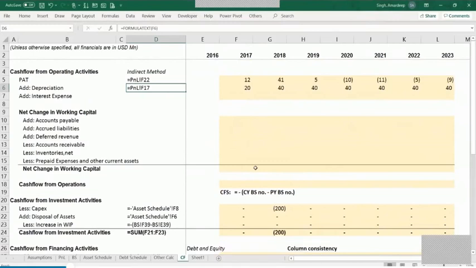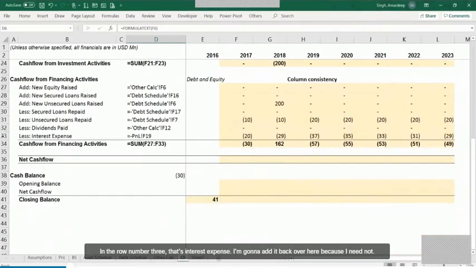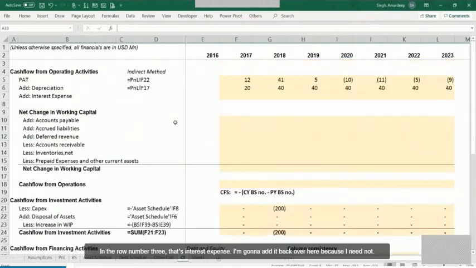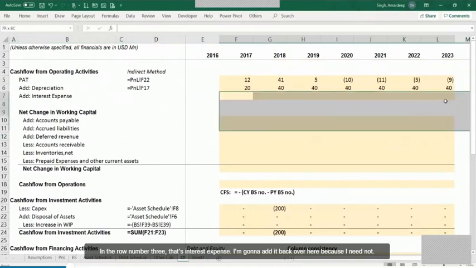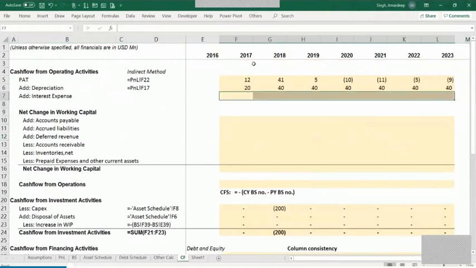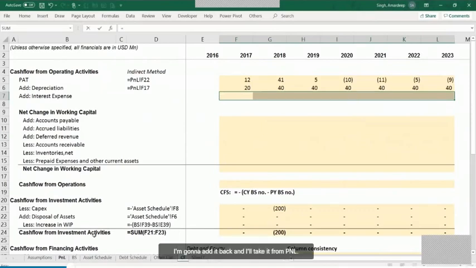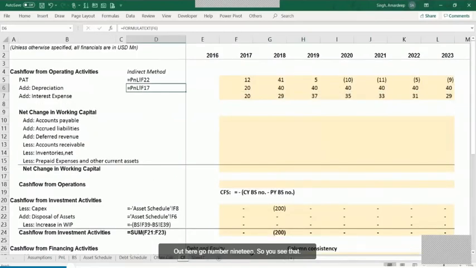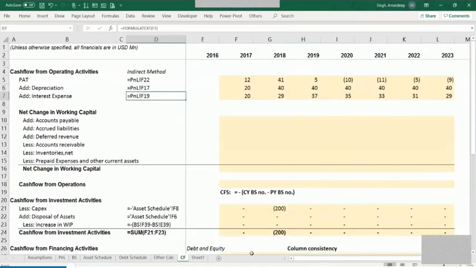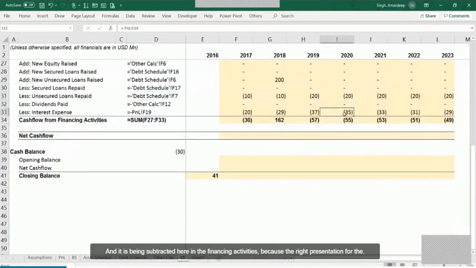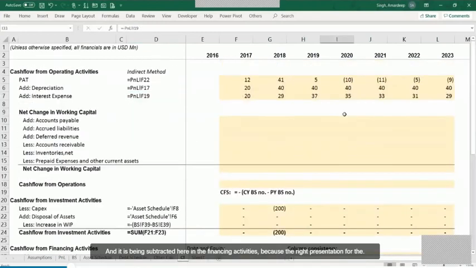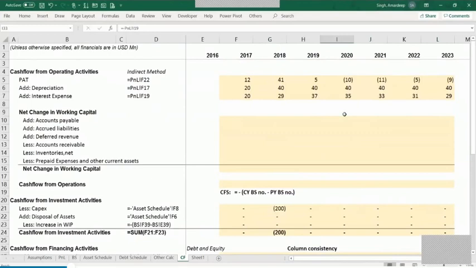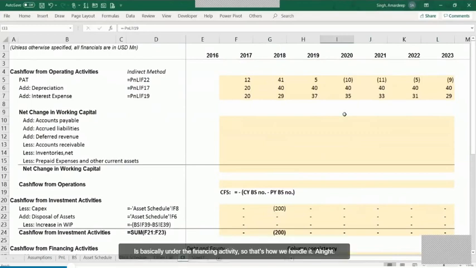So I subtracted it there in the row number 33. That's interest expense. So I'm going to add it back over here because I need not subtract it from the net profit, which I've already subtracted. So I'm going to add it back and I'll take it from P&L and put it back out here from row number 19. So you see that this row number 19 is being added here and it's being subtracted here in the financing activities because the right presentation for this line is basically under the financing activities. So that's how we handle it over here.